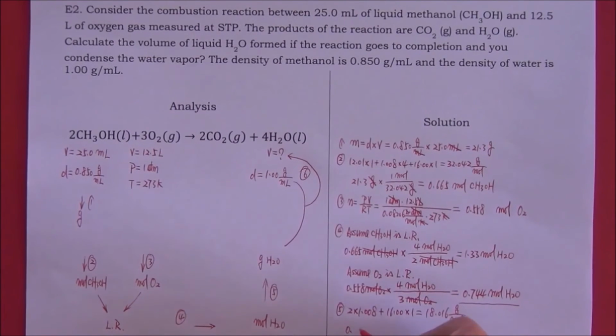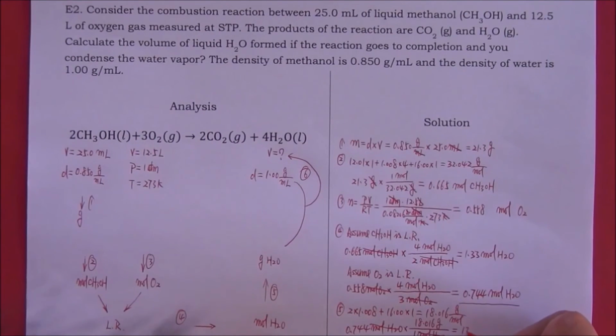We can produce 0.744 moles of water, and for every 1 mole of water, it will be 18.016 gram. And we get 13.4 gram of water.